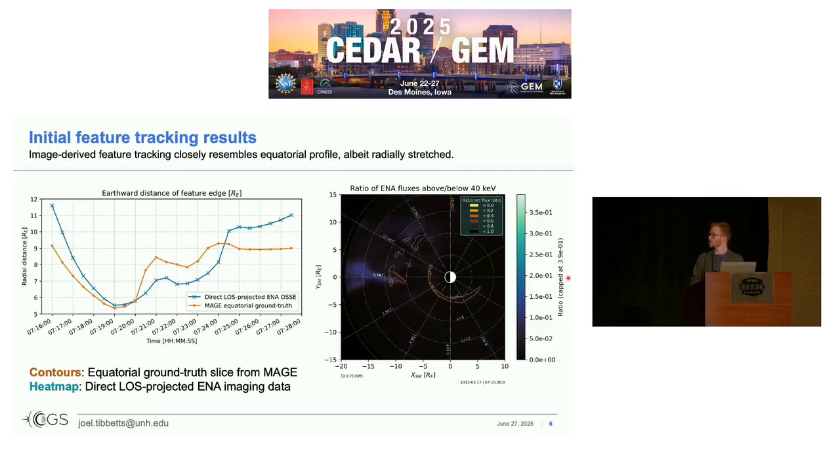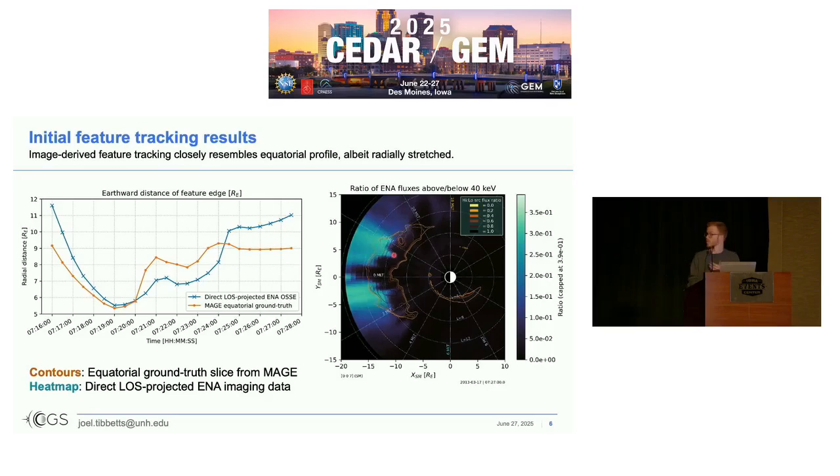And so although the inner radial extent of the feature, especially close to the moment of closest approach, is decent, the overall picture is a little stretched and distorted, and the blue pixels don't line up too well with the contours, or not as well as we'd like, at least. However, both of these, the ground truth and the imaging data, tell the same story of a feature which approaches Earth, decelerates, stops, and then rebounds, and eventually becomes difficult to track.